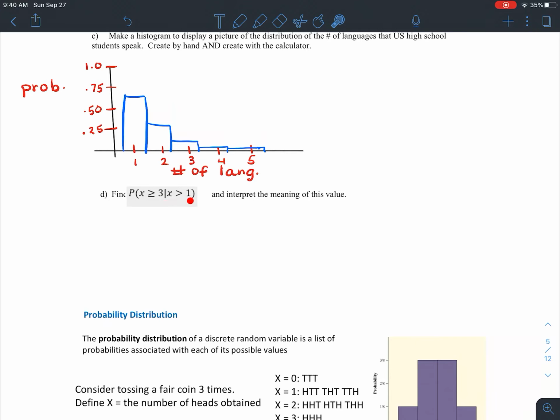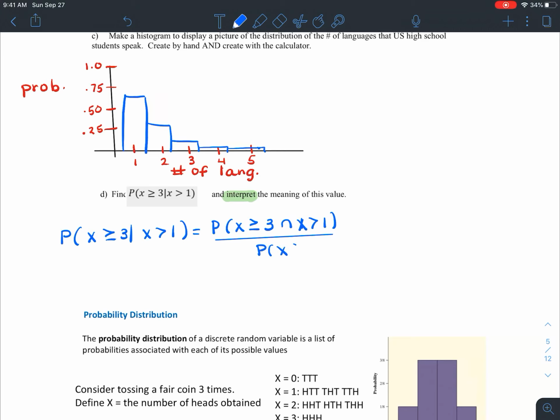We can tell this is a conditional probability. They are asking us to find the probability that, remember this vertical bar means given. Given that the number of languages spoken is more than 1, what is the probability that someone is speaking 3 or more languages? Okay, and then we always want to make sure we're reading the directions carefully. It's good to underline or circle anytime they're asking you to then interpret the meaning, because that's easy to just kind of overlook that.